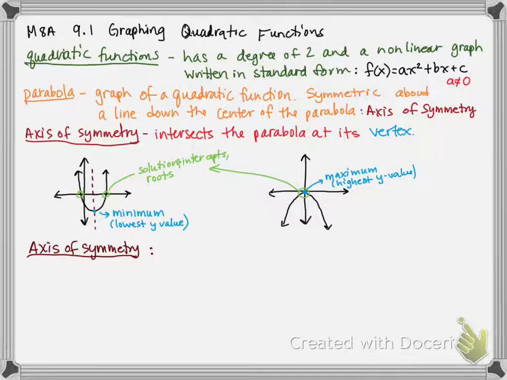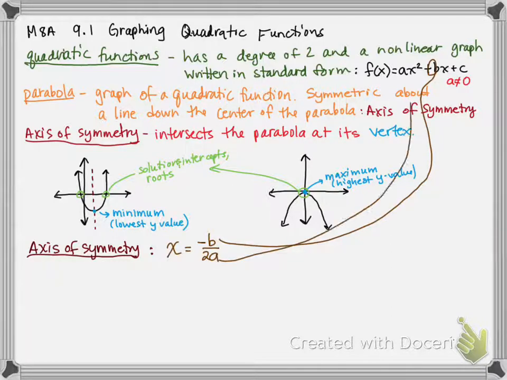To figure out the axis of symmetry, it is going to be a vertical line, so it's going to be x equals negative b over 2a. Now you might say, where's the b and the a coming from? I'm going to draw a little line connecting to them. Remember these guys? It's coming right from the equation written in standard form, okay?